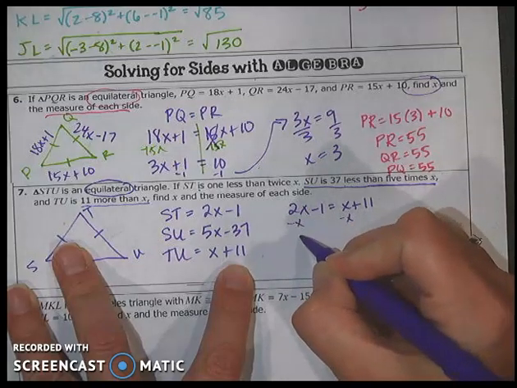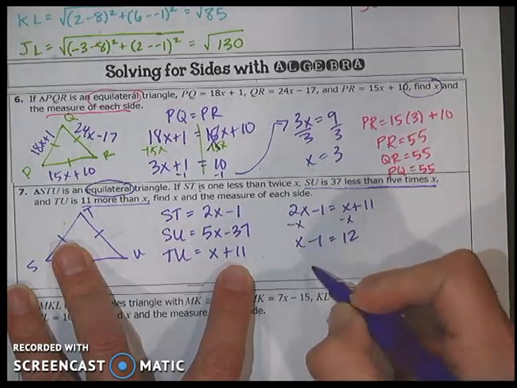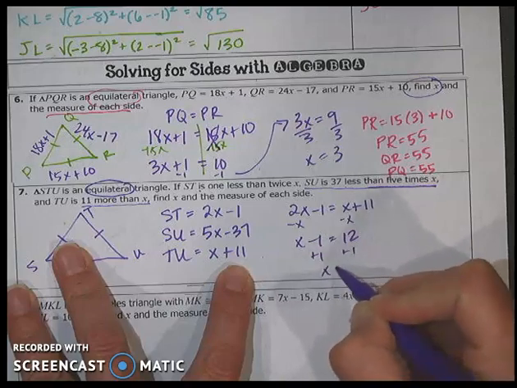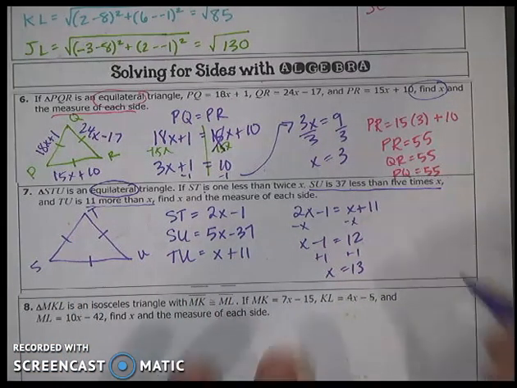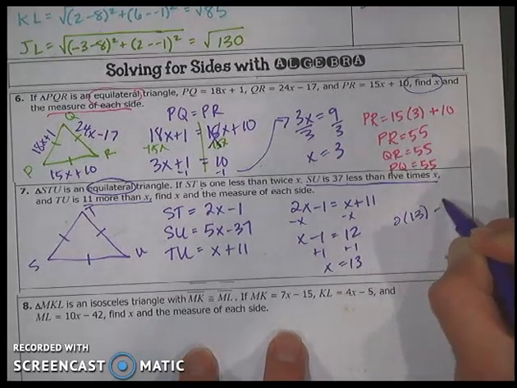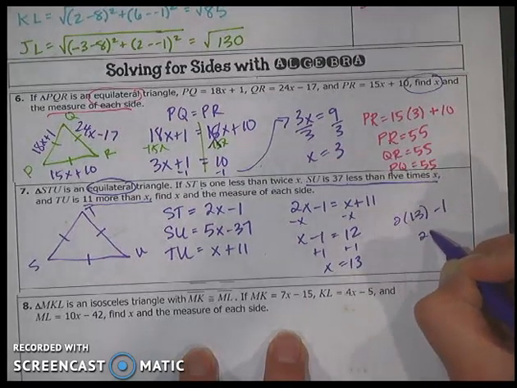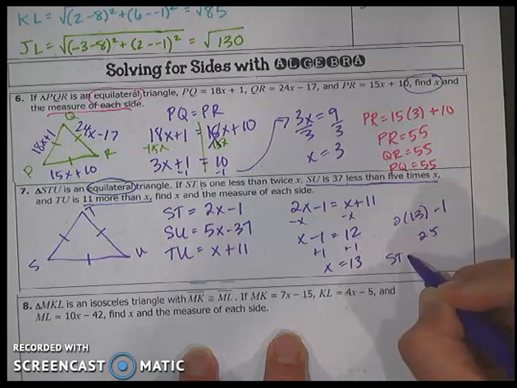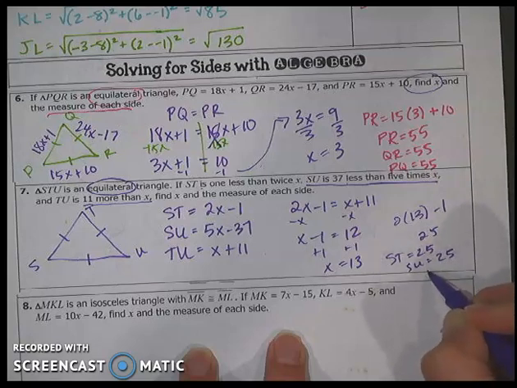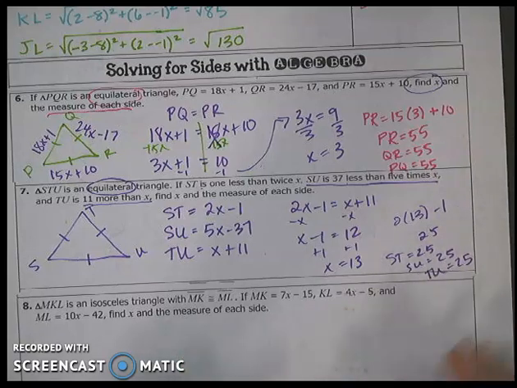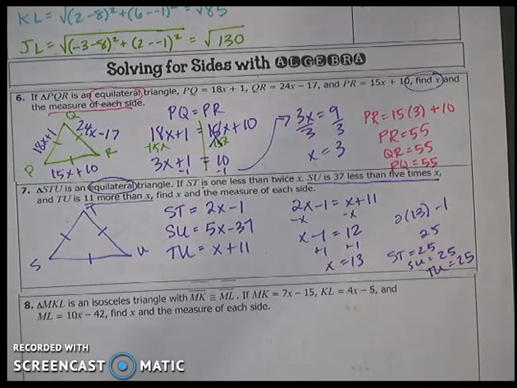We're going to solve that. X minus 1 equals 12. X equals 13. And then you would plug those in. 2 times 13 minus 1 gives us 25. So that means ST, SU, and TU equal 25. I want you to go ahead and read through number 8 and then come back and check out what work I have since we only have a few seconds left.